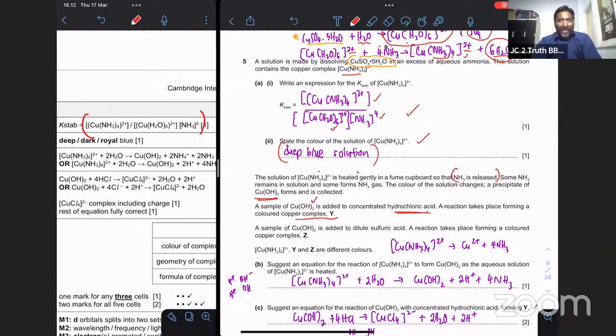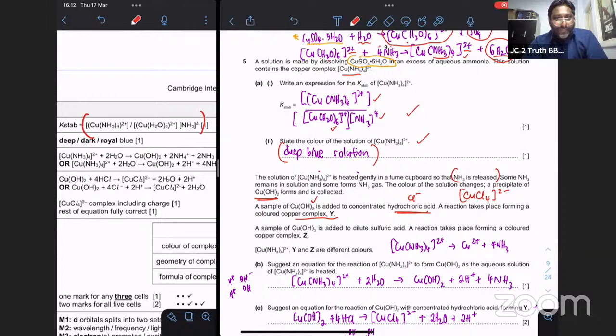This is also going to be concentrated hydrochloric acid, which means there's going to be a ligand exchange. If you memorize this, it's quite easy to memorize. You are going to get this ligand, which is yellow in color.